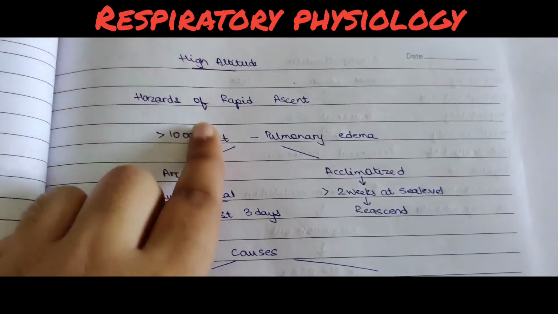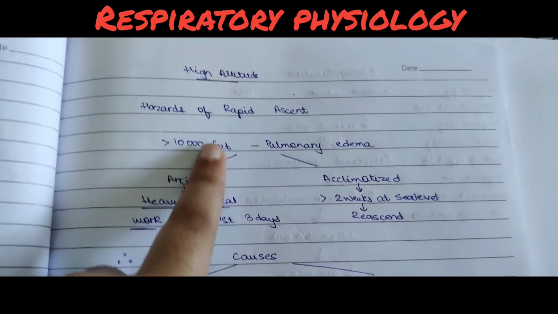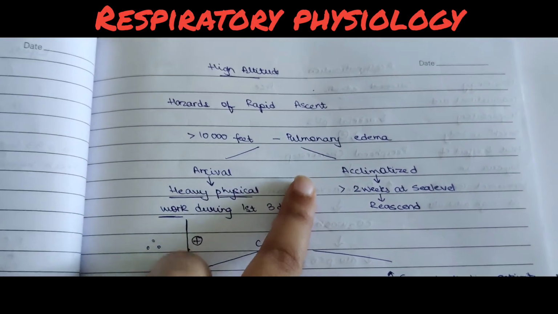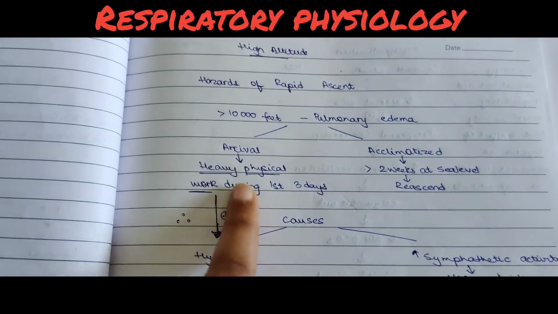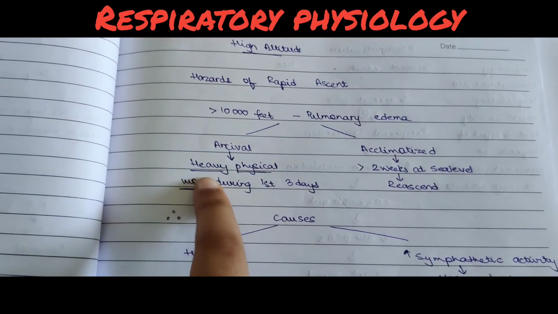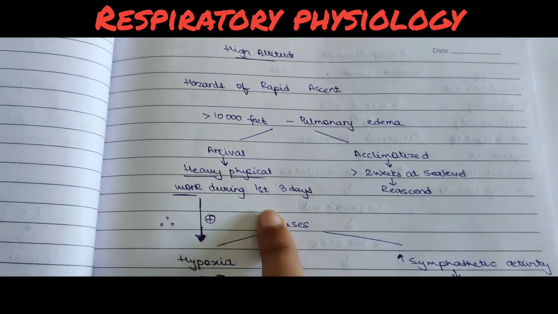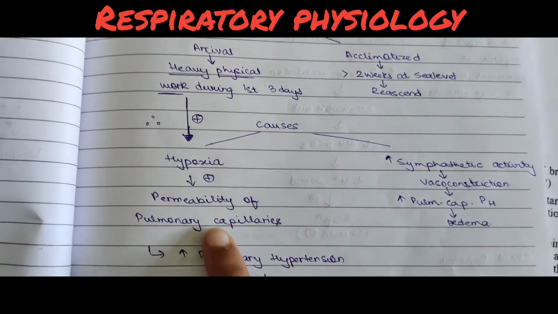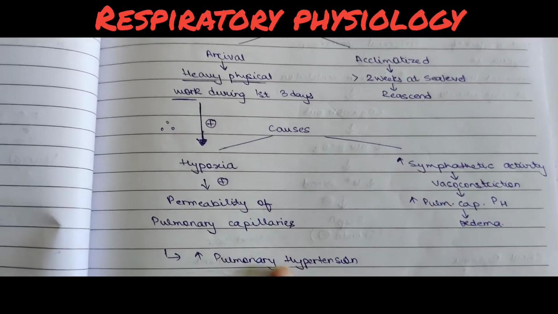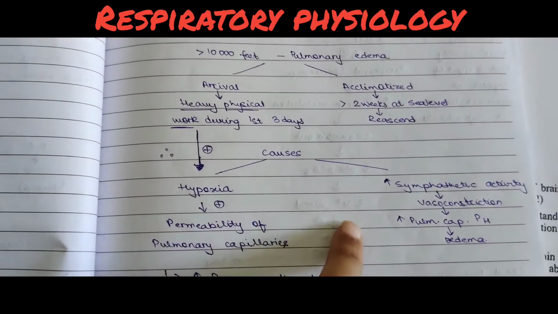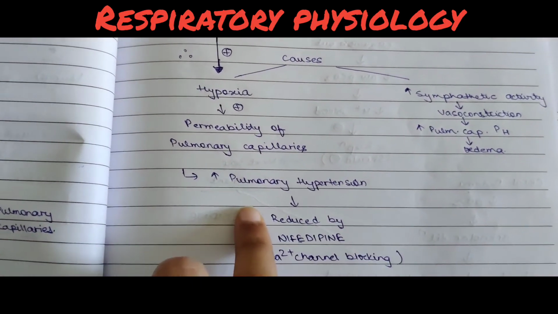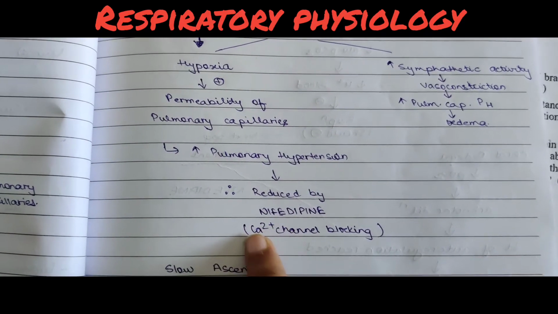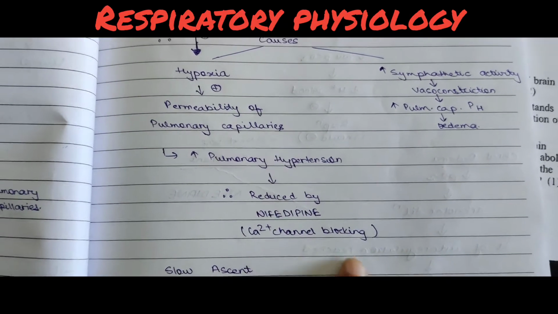Now let's see at high altitude. So what are the hazards of rapid ascent? Greater than 10,000 feet, there will be pulmonary edema. What does that mean? That at the arrival, if a person does heavy physical work during the first 3 days, it will cause hypoxia. And this hypoxia will increase the permeability of the pulmonary capillaries, which will cause pulmonary edema. It will also cause pulmonary hypertension, which is reduced by taking nifedipine. Nifedipine is a calcium channel blocking drug.